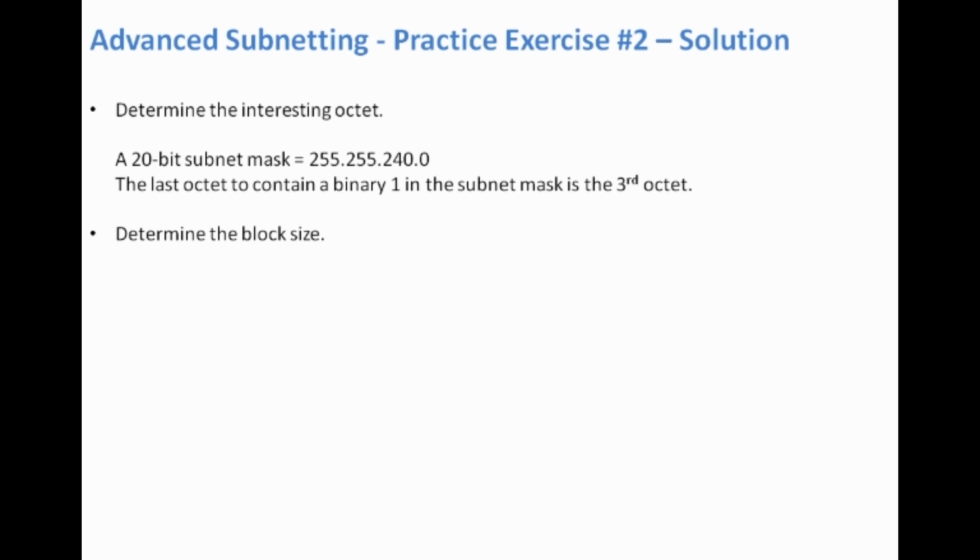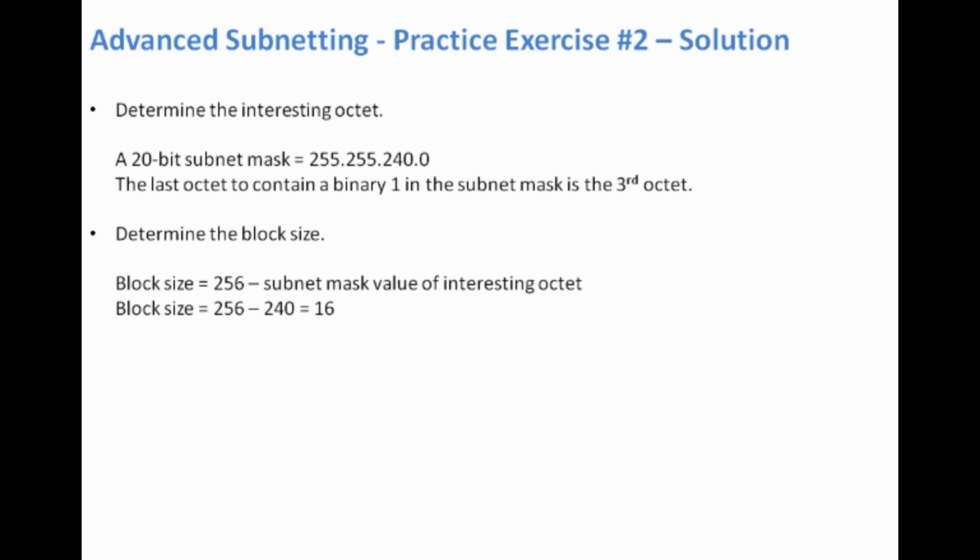The next step, determine the block size. What are we going to be counting by in that 3rd octet? It's 256 minus the subnet value in that interesting octet, which you can see on screen is 240. What is 256 minus 240? That's going to be 16.